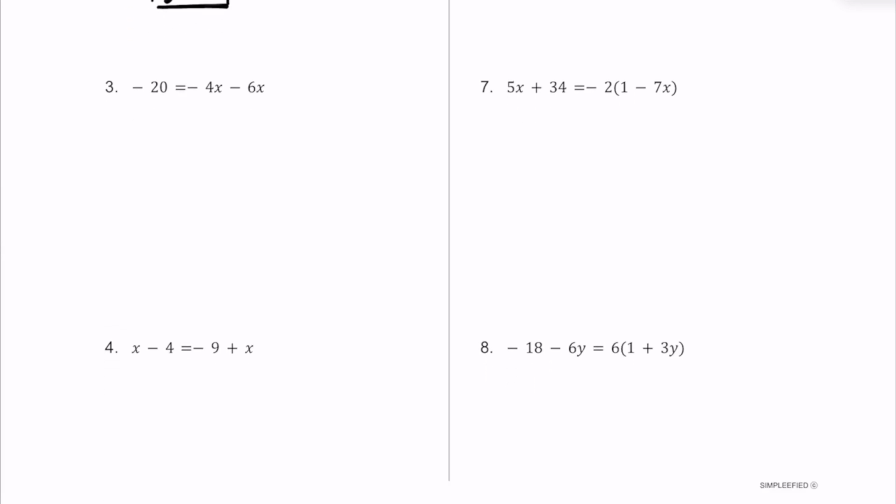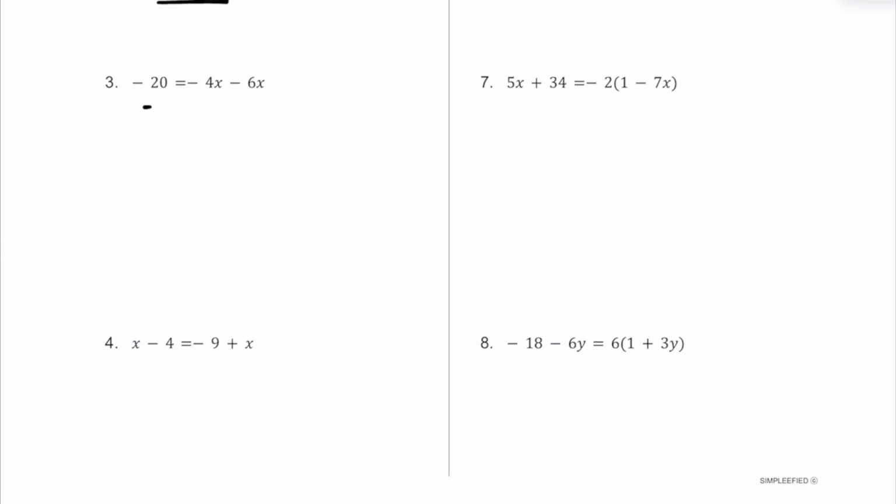All right, here is number 3. In number 3, we have negative 20. That's a constant on the left. That's equal to this negative 4x minus 6x on the right side. Now let's see. I think we can go ahead and combine some like terms here. So this negative 4x and this negative 6x, or minus 6x, can be combined as like terms on the right side. So we're going to have negative 20 is equal to, and negative 4x minus 6x is going to be negative 10x.